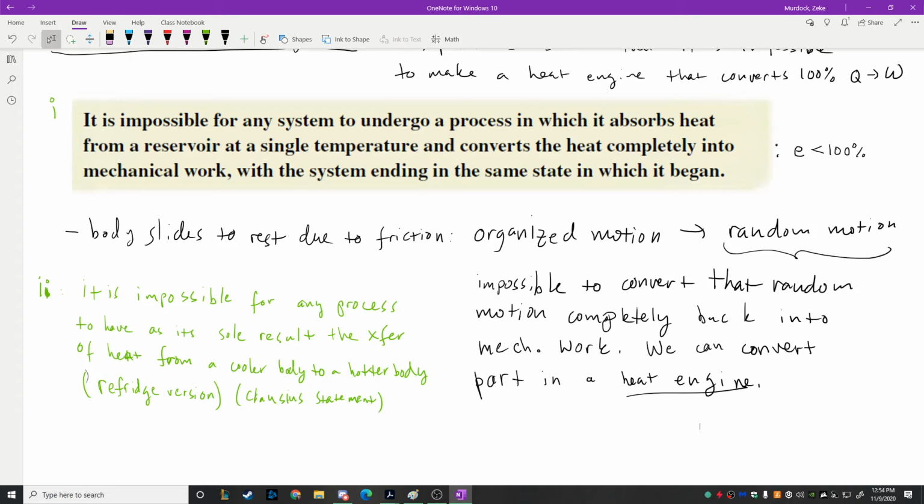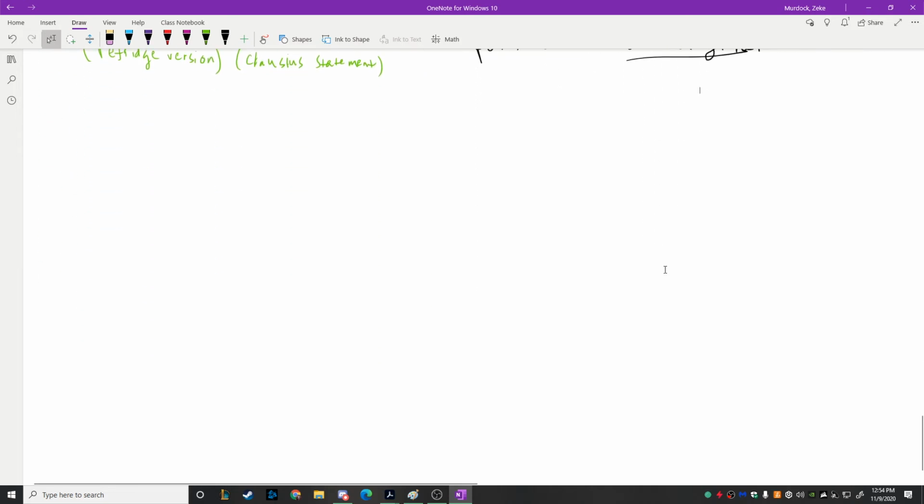All right. We have a little bit of time left. I'm just going to start talking about the Carnot cycle. I don't think it's realistic that we're going to get through much of this, but I'm just going to mention some things here.